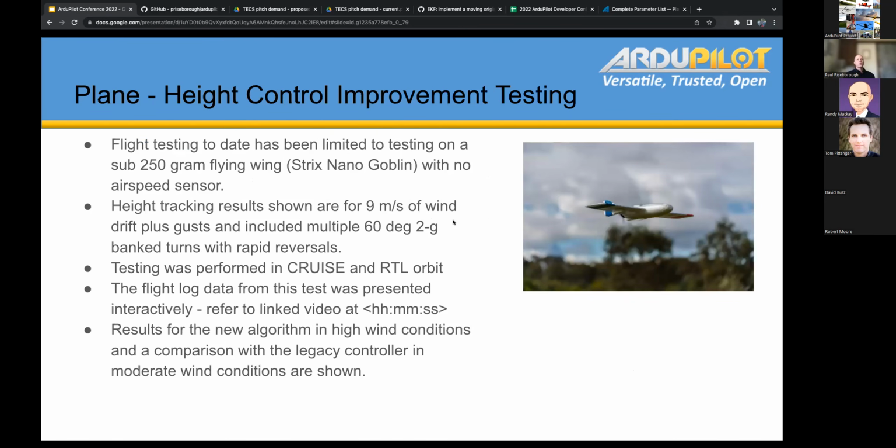Okay, so how's it been tested? It's been tested on a little 250 or sub-250 gram flying wing. The reason is this thing's very gust sensitive, very light. I was flying it yesterday, and we had 9 meters per second or more of wind up top sides where I was flying it.